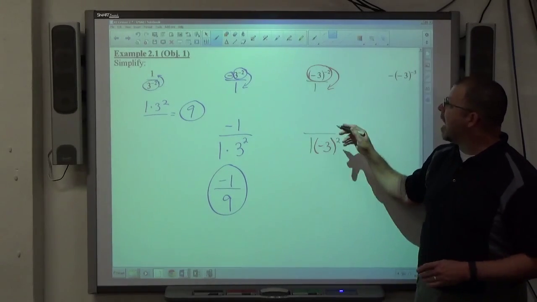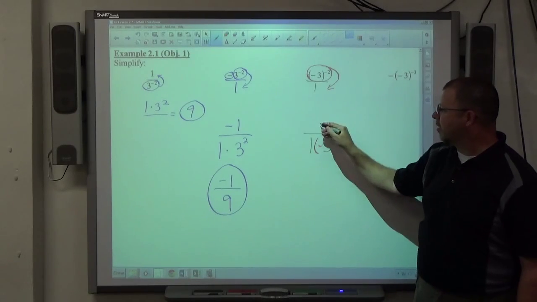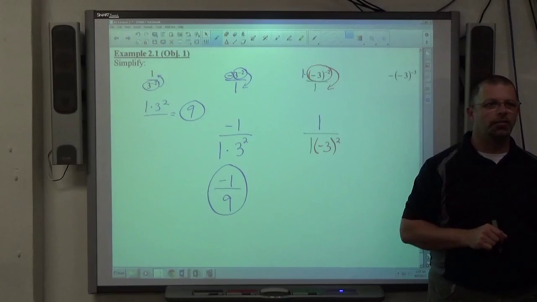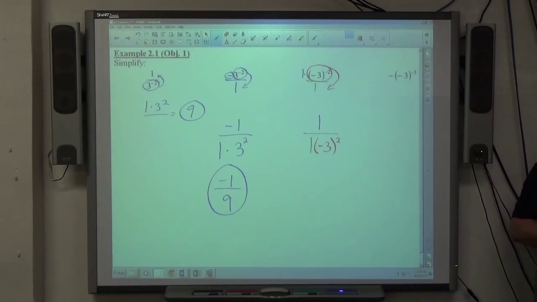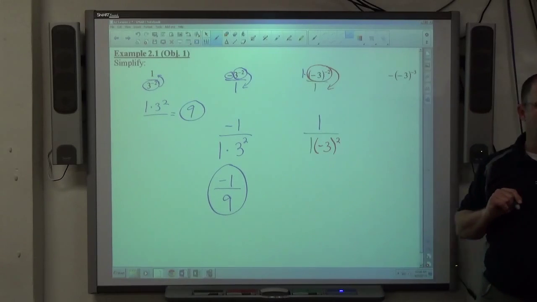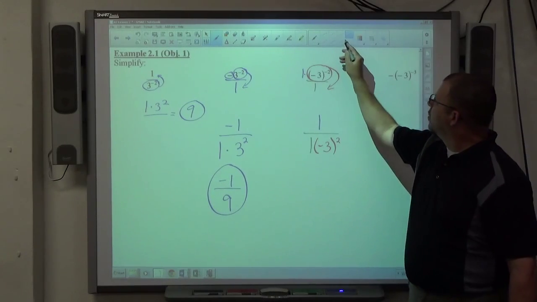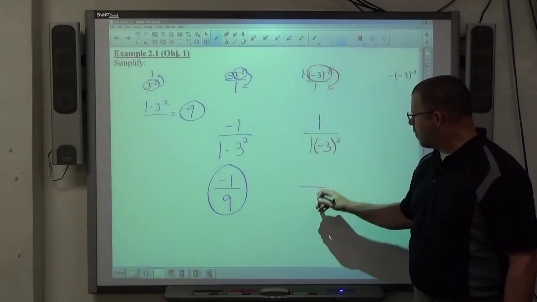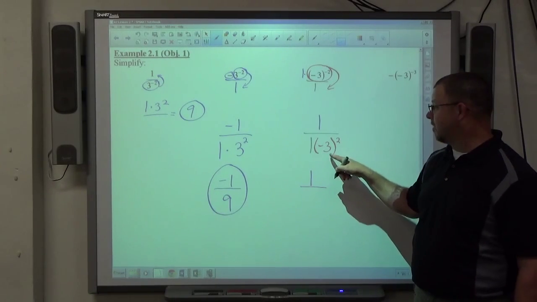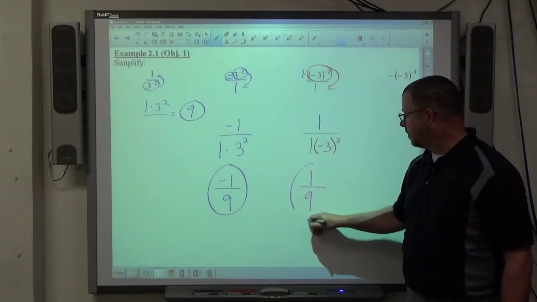Once again, we have a top with nothing on it, so we're going to put a 1 on top because we have to have a 1 up there. There's always a 1 being multiplied by stuff. If you can't see it, it's understood to be there. So if the top is empty, the 1 is still there. Put it there. All right? And then what's left to do is to evaluate again. So on top we got 1. Negative 3 squared is going to be 9. Positive 9 times 1 makes positive 9.